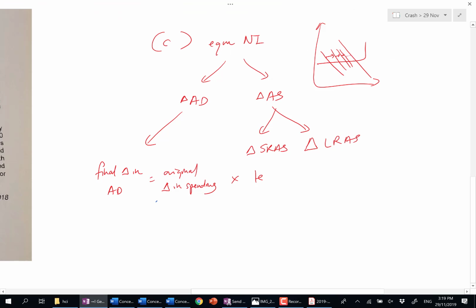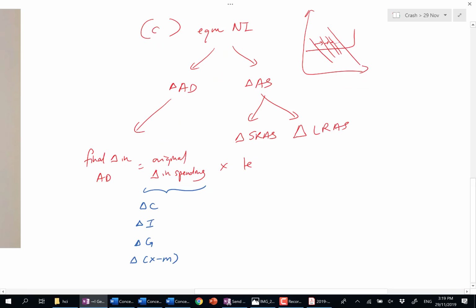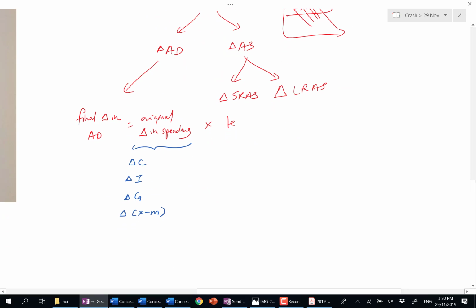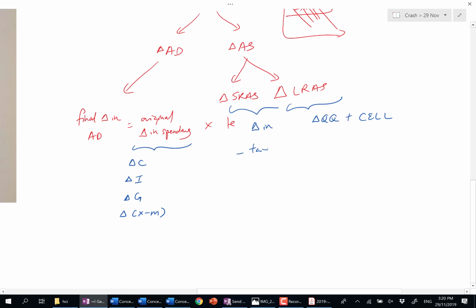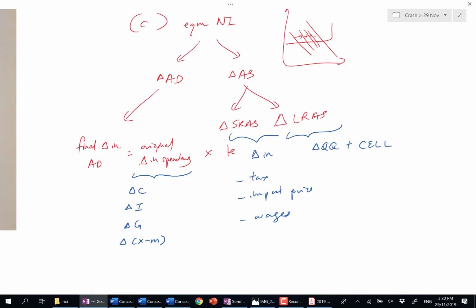If I go one step further, this could be due to a change in C, change in I, change in G, change in X minus M. This could be due to a change in Q cell. This could be due to a change in tax, import price, wages. Different types of cost push inflation: tax push, import push, wage push. You can even put in profit push, okay?